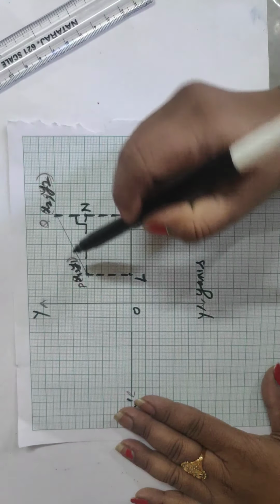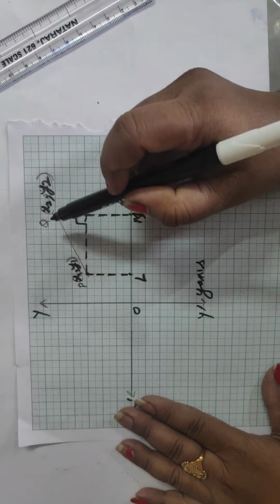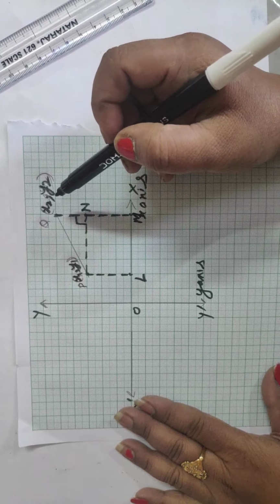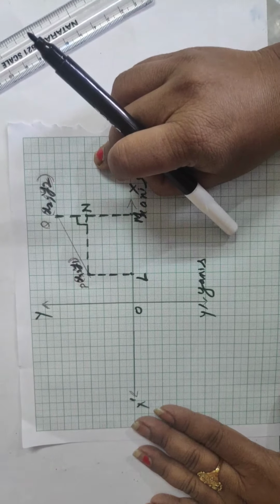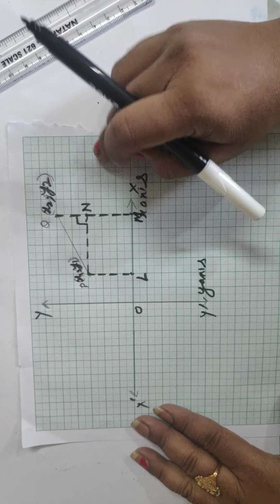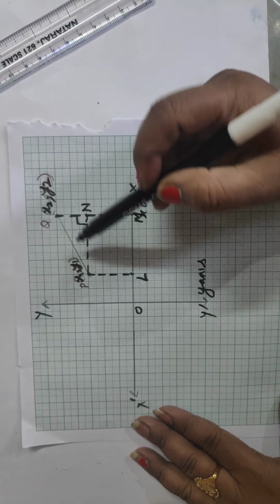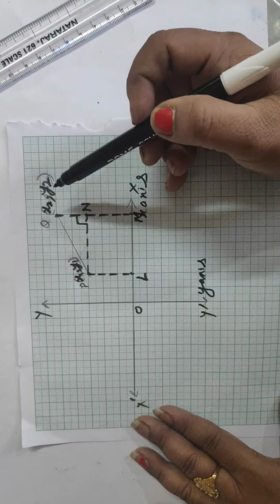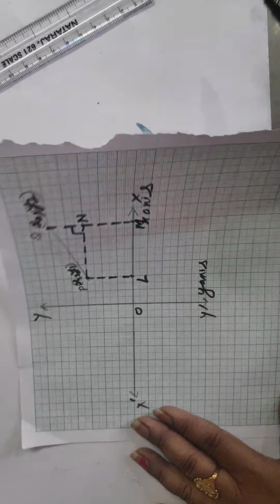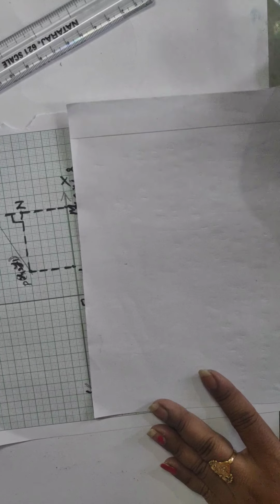Since this is a perpendicular, and this is also a perpendicular, we need to find out the distance between P and Q. Now, since this is a right triangle, we know that we have the Pythagoras theorem. We know the distance of PN, we know the distance of QN, and by using the Pythagoras theorem, we can find out the value of PQ.